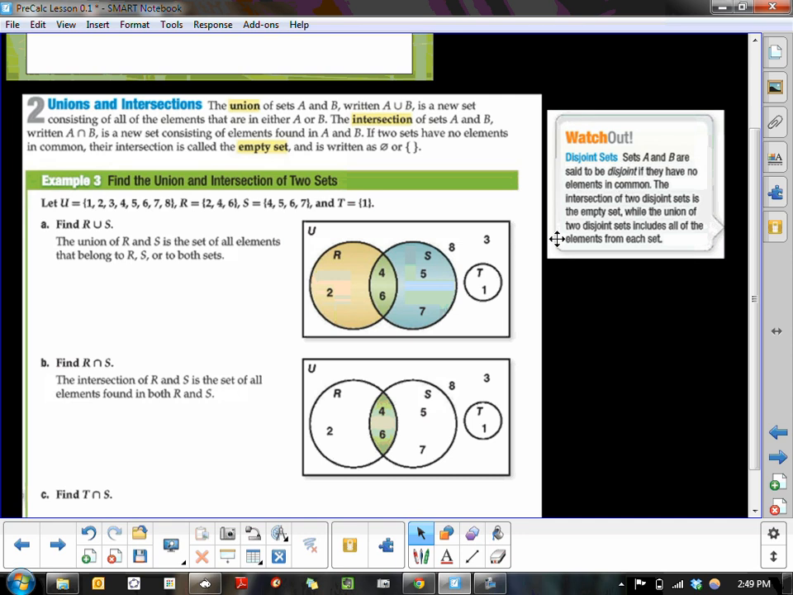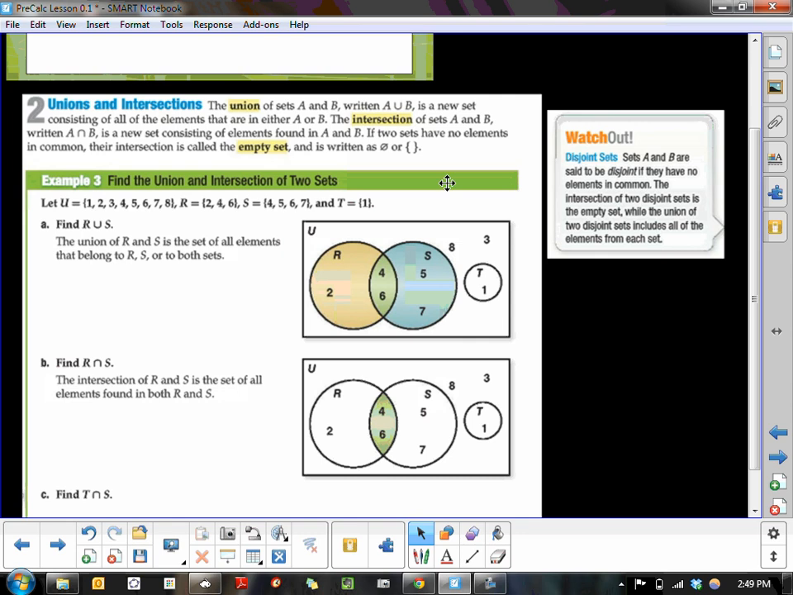So if we looked at sets T and S, they're disjoint. They don't have anything in common. Sets R and S are not disjoint because they do have some elements in common, 4 and 6. So the word disjoint means they're completely without any overlap in your Venn diagram. If you did the intersection of two disjoint sets, it would be empty.